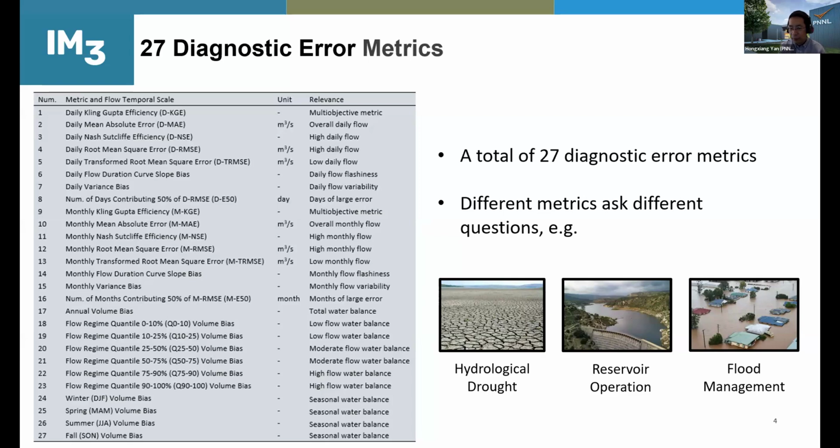So why did we do this? Because different error metrics can answer different questions. You don't calibrate based on NSE or KGE alone, but depending on your science question. For our multi-sector dynamics work, we focus on drought, so we really care about how the models perform in the low flow regime. If you're a reservoir operator, you care more about the monthly time scale. But if you're in flood management, you may care more about short-term flood peak estimation. So we're going to see the results differ across different metrics.